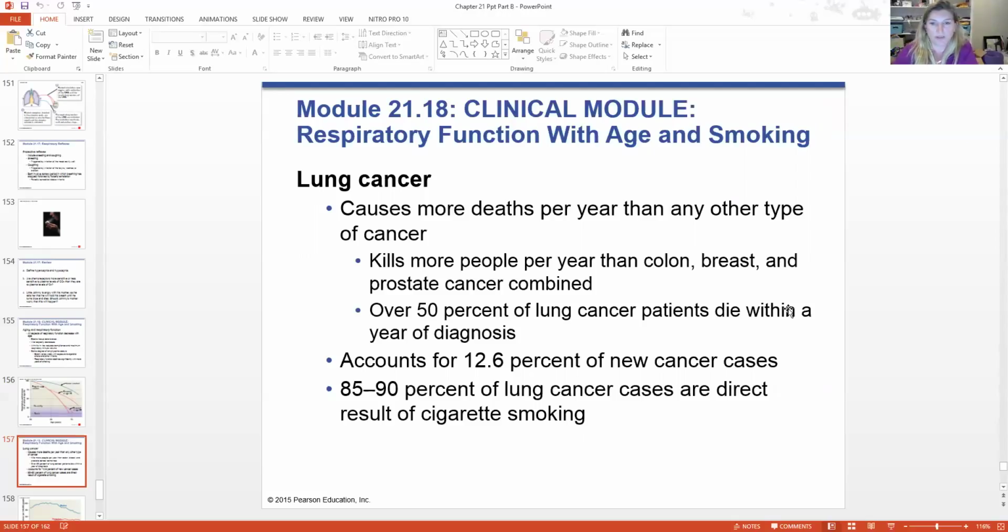It's also 12.6% of all new cancer cases in the United States, and 80 to 90% of lung cancer is the direct result of smoking.